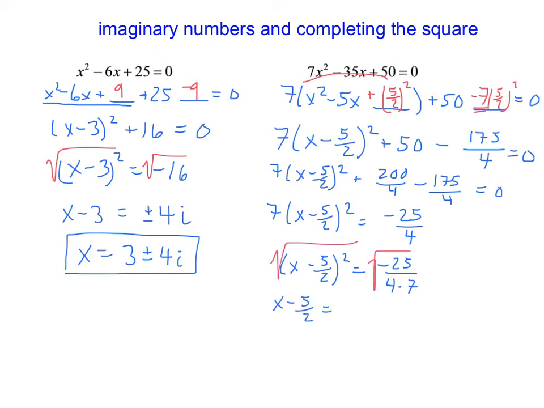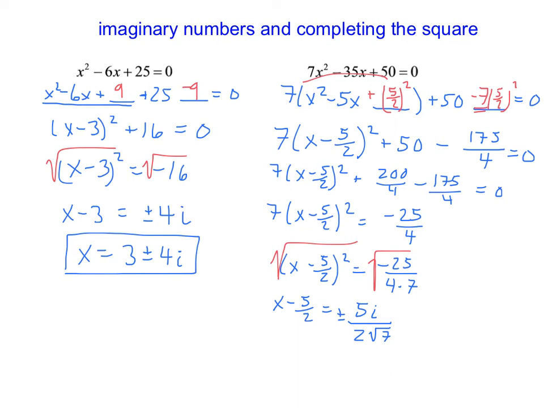Okay, so the square root of the top over on this side, the square root of negative 25. Now you could view this as negative 1 times 25. Square root of negative 1 is i, square root of 25 is 5, so this is going to be 5i. Remember, this is all going to become plus or minus. And the denominator, the square root of 4 is 2, and the square root of 7 is root 7. So this is plus or minus 5i over 2 root 7.